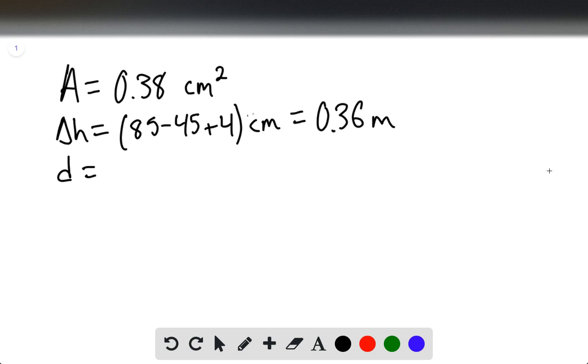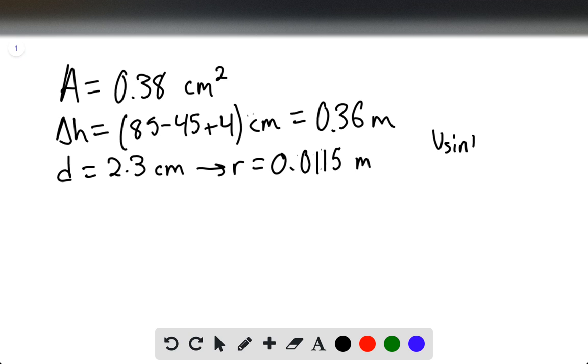We know that the diameter is going to be 2.3 centimeters, which means that the radius is going to be 0.115, or rather 0.0115, my apologies. And we're going to say that V sink is going to be 0 meters per second.